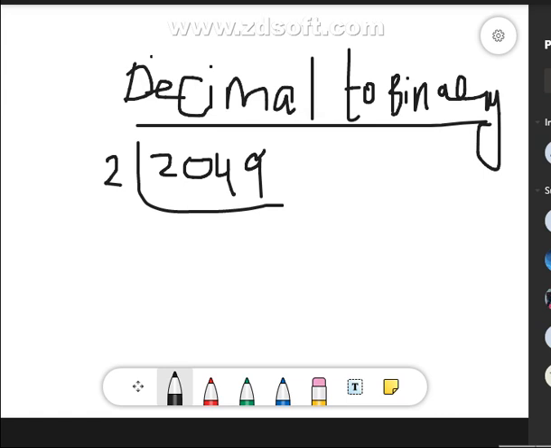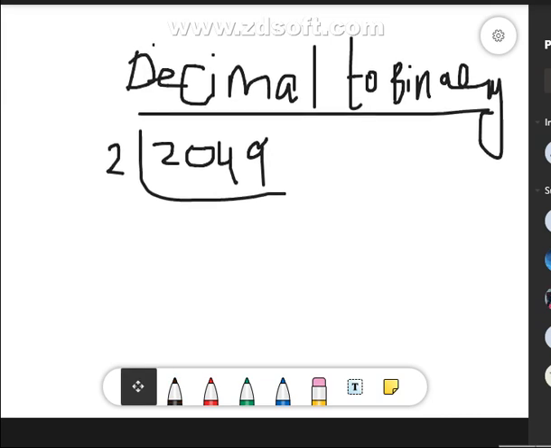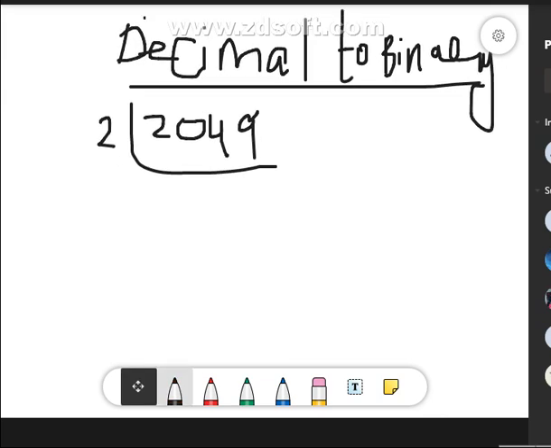Now we are converting this decimal number into the binary number. Let us see the process. First of all you have to divide this number by 2, because we are converting it into binary. 2049 means 2 ones are 2, 2 zeros are 0, 2 twos are 4, and 2 times 1024 is 2048, here we will get the remainder 1.